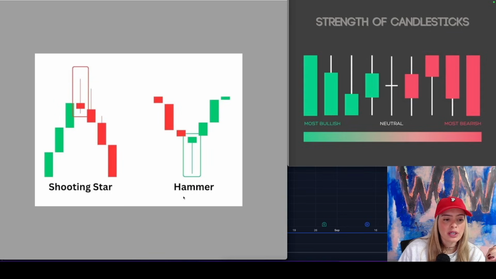And with the hammer, which is most of the time indicating a change of direction or a bounce coming, I like to use this candlestick at a strong support. Again, use these two candlesticks like this: the shooting star at a strong resistance, and the hammer at a strong support.